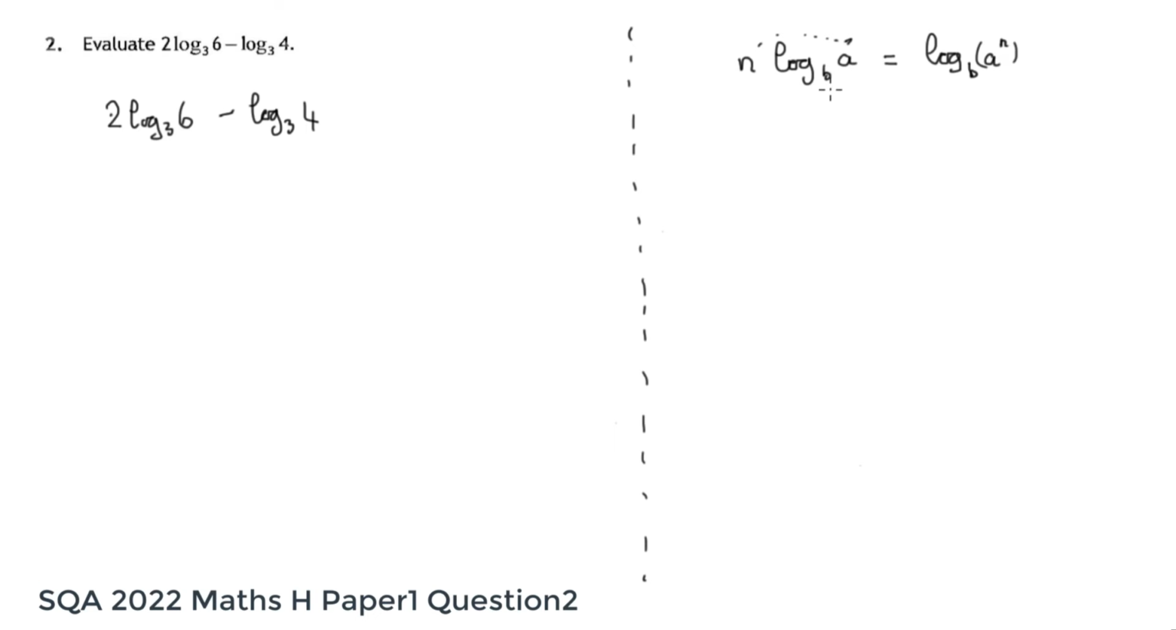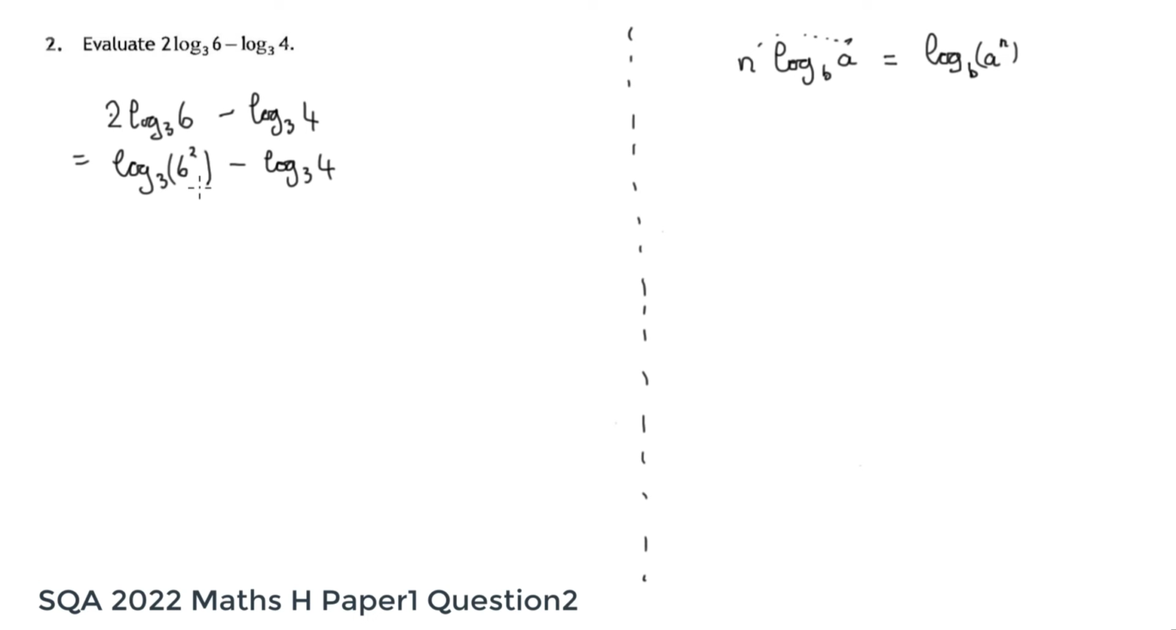So n lots of log to the base b of a is the same as log to the base b of a to the power n. That number at the front has drifted up to the power. So in this case we would get log to the base 3 of 6, and that 2 drifts up there to become a power.